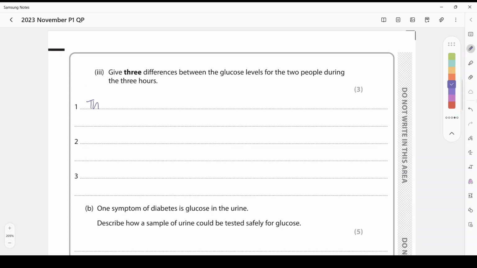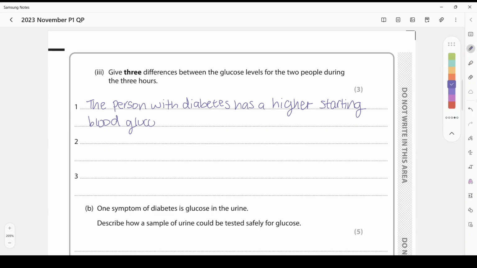Okay. Person with diabetes has a higher starting blood glucose level.